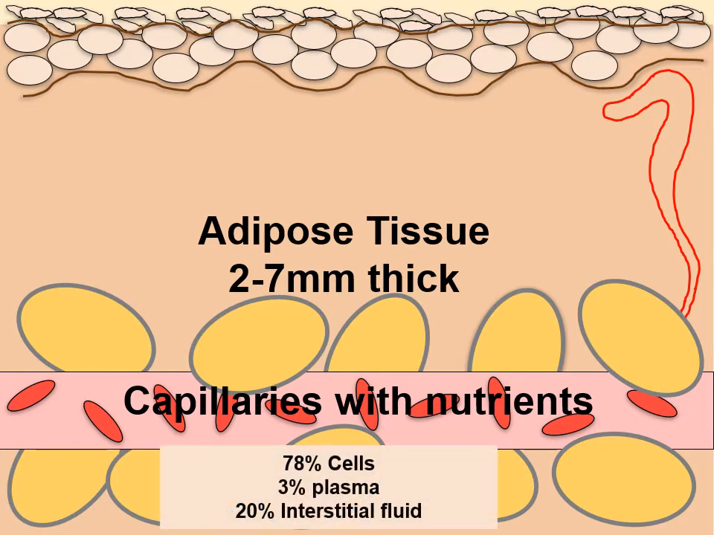A breakdown of the adipose layer is 78% cells, 3% plasma, and 20% interstitial fluid. So still a reasonable amount of interstitial fluid and plasma. The reason I highlight those things is they become important later on.